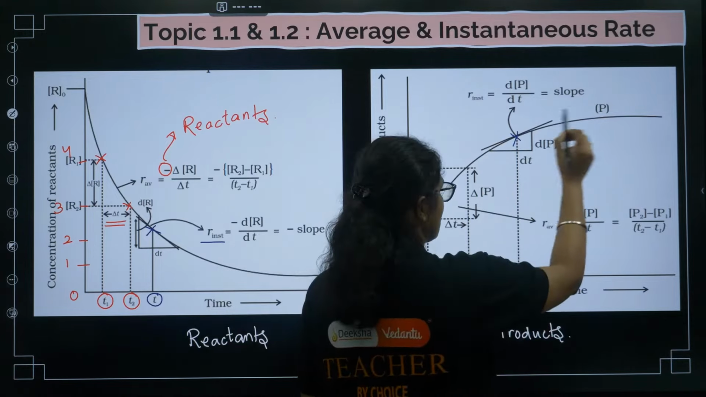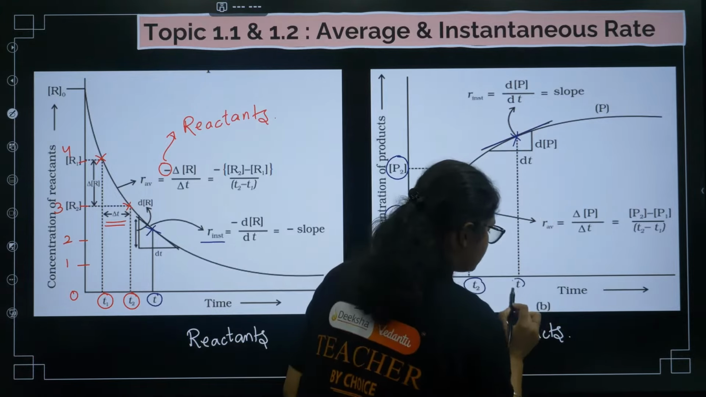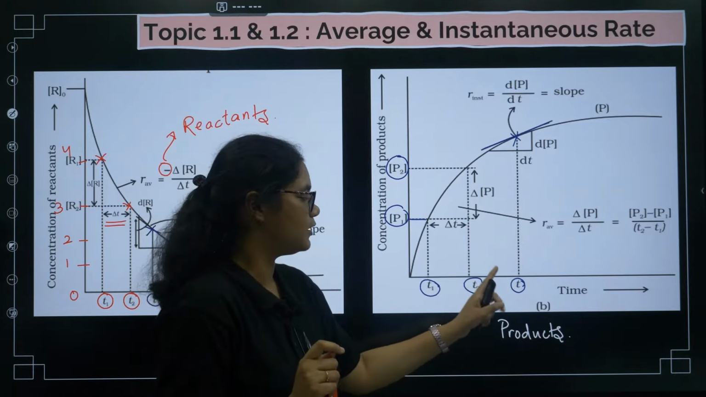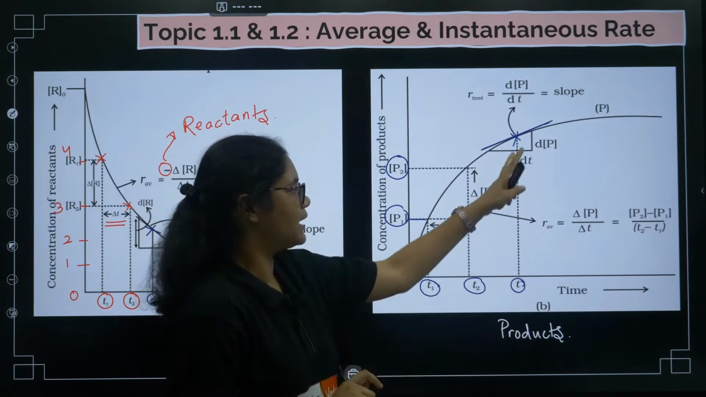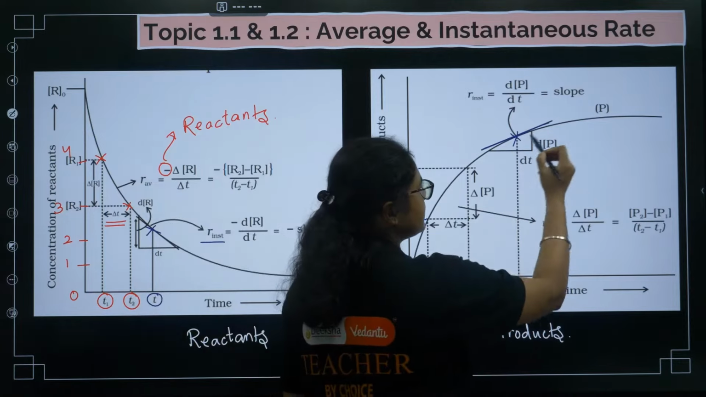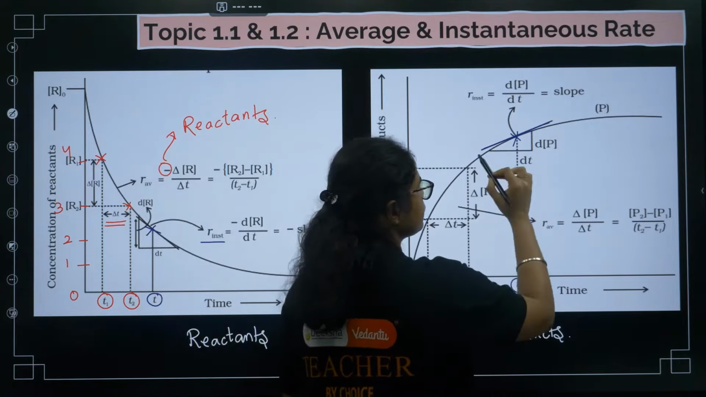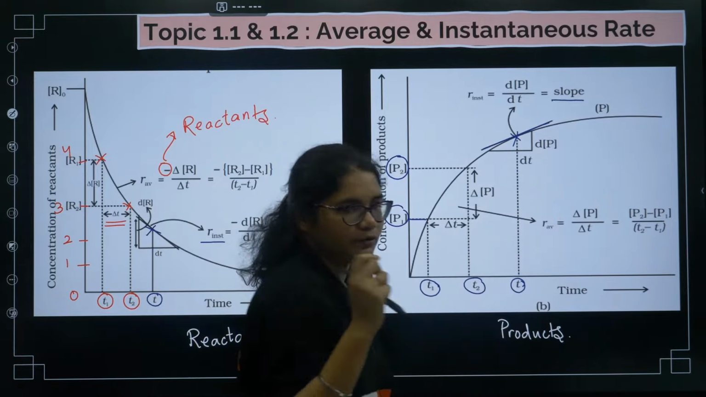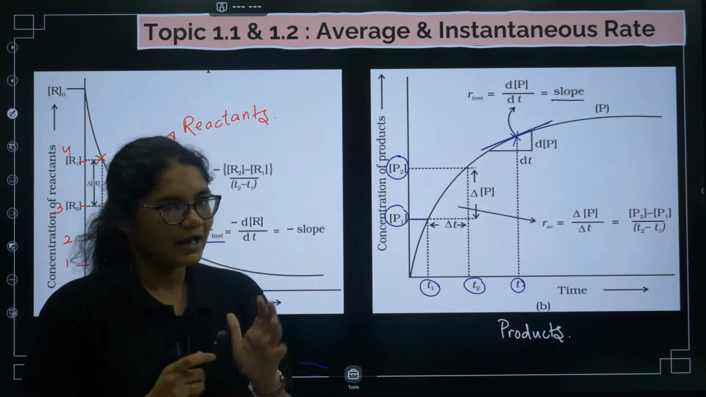In the graph we will draw a tangent, because I want to calculate the rate at this particular time T, the instantaneous time, that is T. If I want to calculate the slope of this graph, the slope of this tangent will give you the instantaneous rate. So that is dP by dt, and here you will get a positive term. Okay, I hope this is clear.